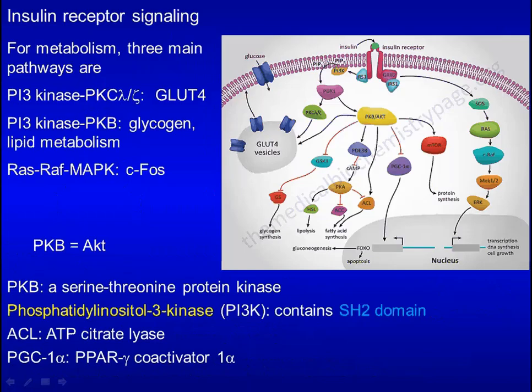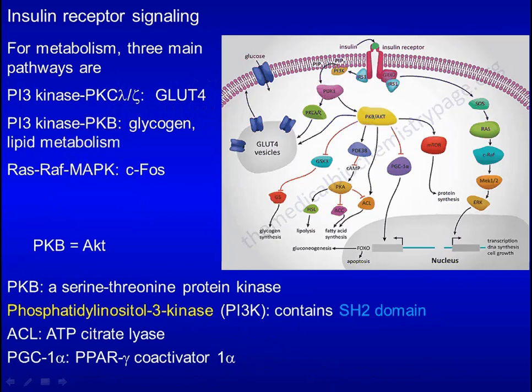The insulin receptor functions through 3 main pathways. One is PI3 kinase, protein kinase C lambda, or protein kinase C zeta. It controls GLUT4 membrane localization. The second pathway is PI3 kinase, protein kinase B. It controls glycogen and lipid metabolism.